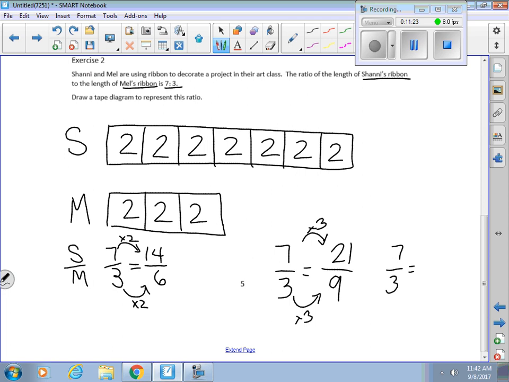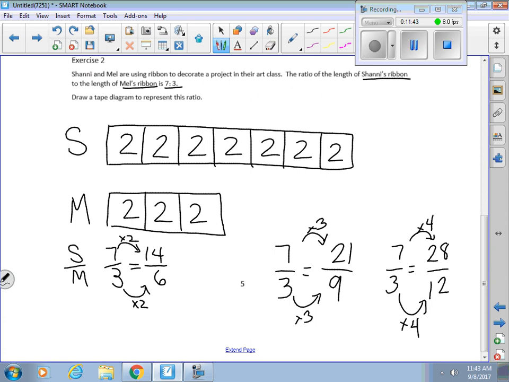28 over 12. Very good. What did you multiply by? 4. Nice job. All right, I'm going to give you a ratio. I want you to tell me if this ratio has the same value as 7 to 3.